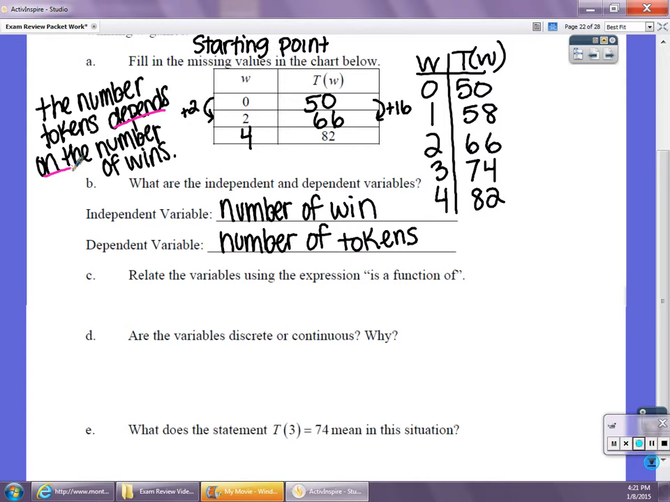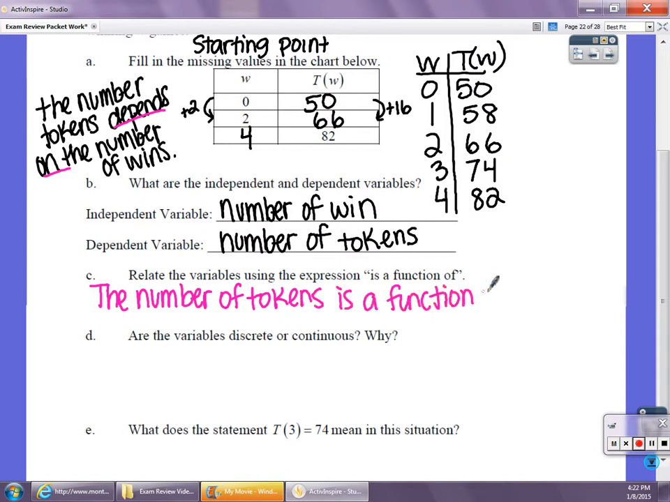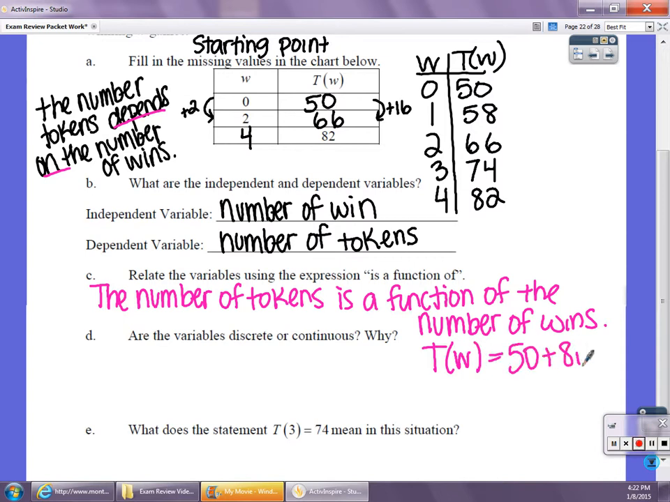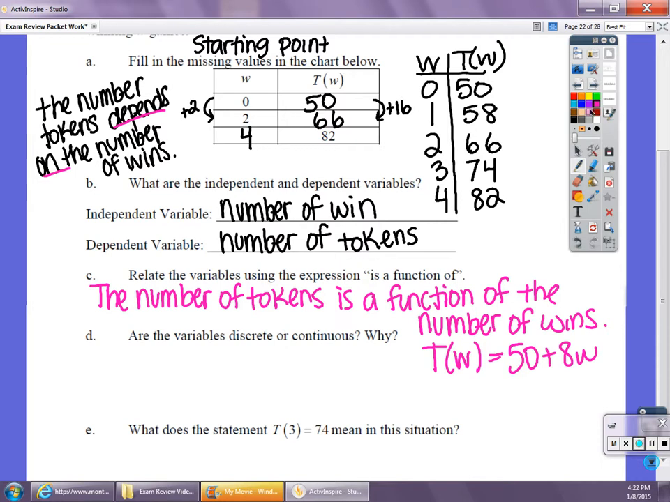So if the number of tokens depends on the number of wins, then the number of tokens is a function of the number of wins. And if you think about our equation, that really makes sense here. We had t of w equals 50 plus 8w, and we have to input a win value here in order to get the number of tokens. So that's why that's our independent variable.